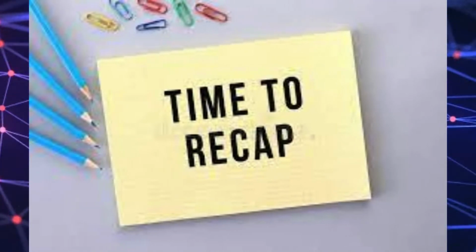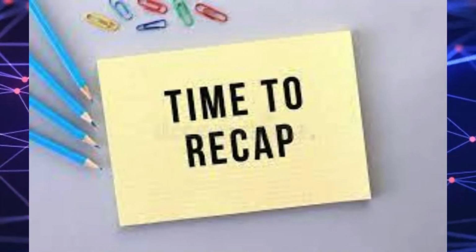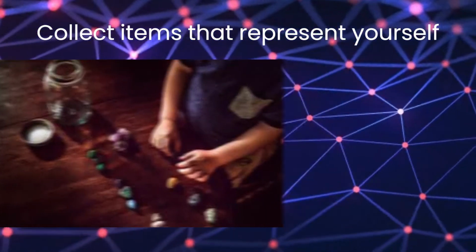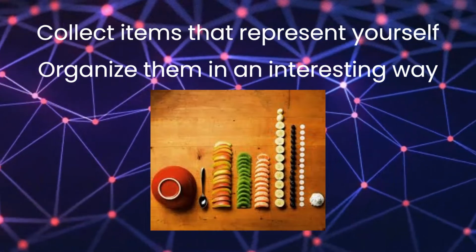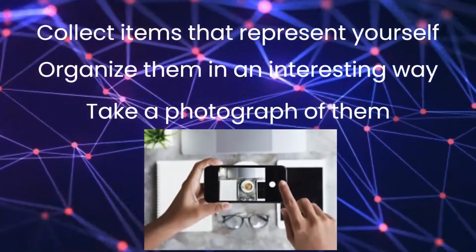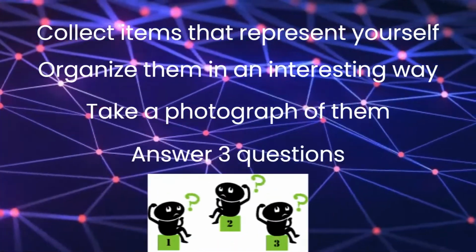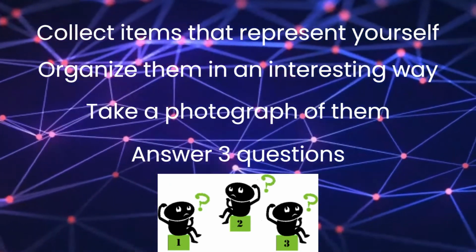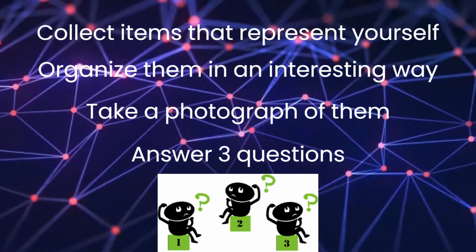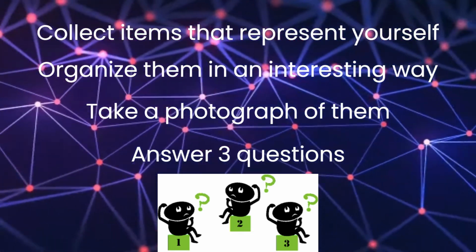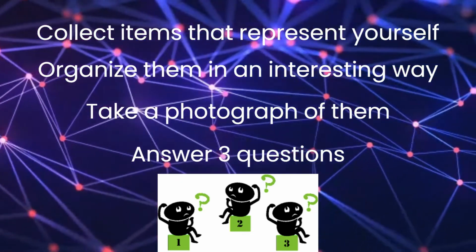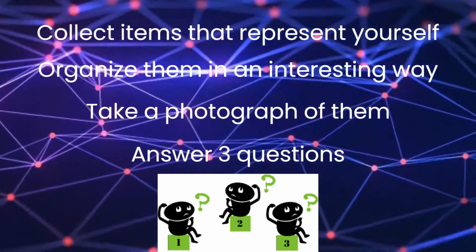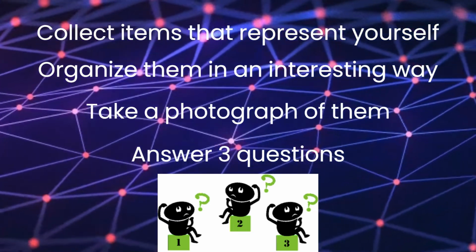Okay, so just to sum up, for the project this week, you're going to be collecting items that represent yourself. You're going to be organizing them in an interesting way, to take a photograph of them, and there are 3 questions that you need to answer. 3 to 7 words that describe you, and then 5 to 10 objects that represent you. And then the last one is, if someone was looking at your self-portrait, what would you want them to know about you?